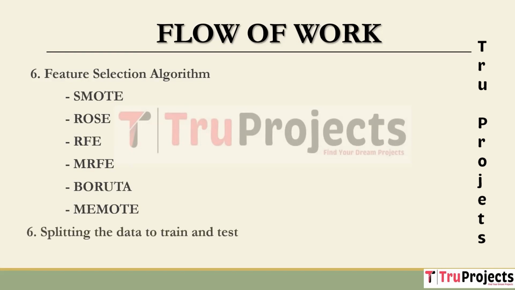Splitting the data into train and test. In this step, the dataset is divided into two subsets, which are a training set and a testing set. The training set is used to train the machine learning models, while the testing set is reserved for the evaluation.